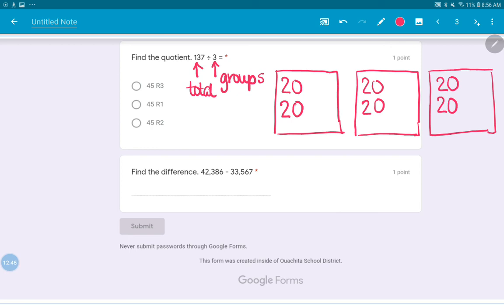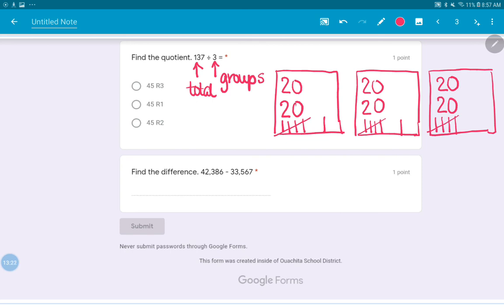Ones, okay. So we've got 120, 121, 122, 123, 124, 125, 126, 127, 128, 129, 130, 131, 132, 133, 134, 135, 136, 137. Okay, that's the total number that we had.